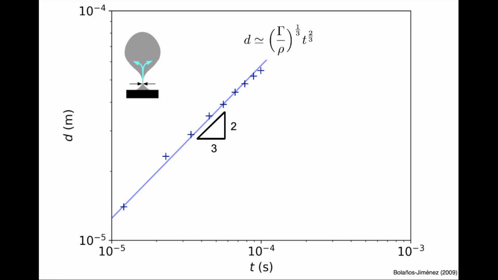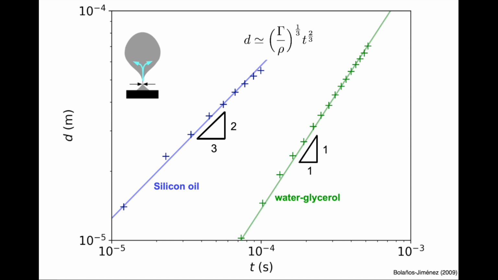Here the outer fluid is a silicon oil. Keeping the same setup but using a water glycerol mixture for the outer fluid, the pinching of the bubble evidently follows a different scaling law. Here the radius of the neck scales linearly with the duration before pinch-off. This is a regime we've seen before, combining surface tension and viscosity, not density.